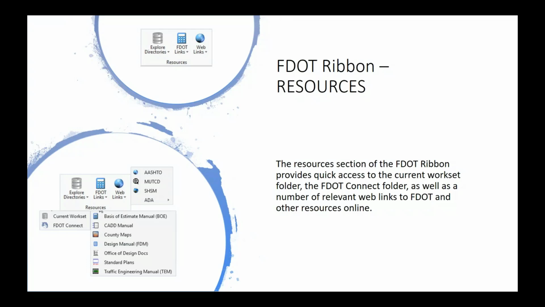Under the Explore Directories drop-down menu, you can access the current workset or current working directory. There's also an option to access the FDOTConnect folder. This can be particularly useful when you're troubleshooting. If you don't know exactly where your FDOTConnect server folder is, that link will take you directly there. Sometimes I find myself on a GoToMeeting and I want to troubleshoot something on the FDOT server. I'm like, okay, well, where's your FDOT server located? And not everyone knows off the top of their head exactly where the FDOT server installation is. So this link does provide a quick way to get there.